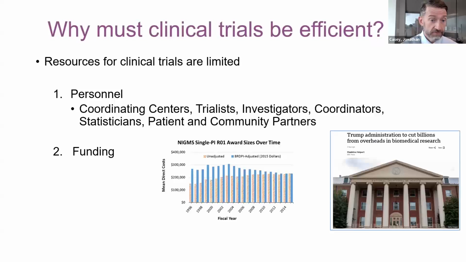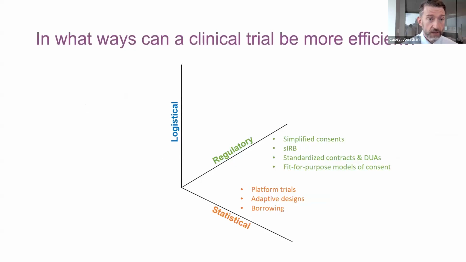And then further, funding is limited. So the amount of R01s hasn't increased over time, even as things like the salaries of the people doing trials have. And then funding's at risk. And there are obviously many recent examples of funding being limited or cut. So in what ways can a trial be more efficient?